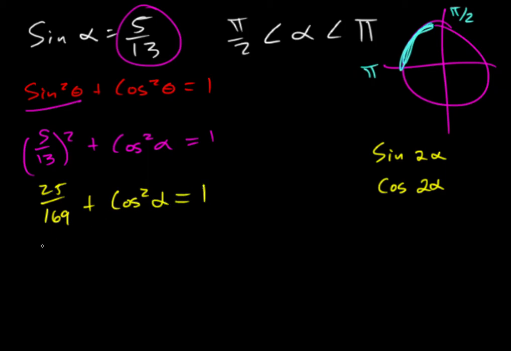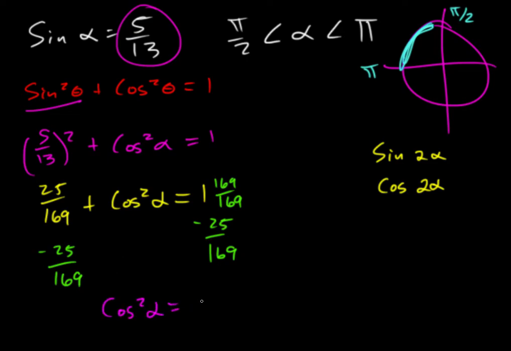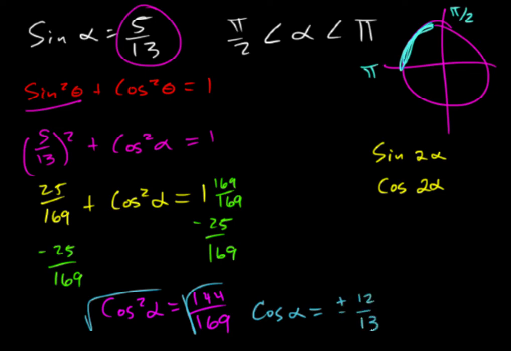And then we want to solve for cosine. So we're going to move this onto this side. Then I'm going to think of the 1 as 169 over 169. And if we do that, we end up with 144 over 169. Okay, now we're going to square root both sides, and we get cosine of alpha is equal to plus or minus 12 over 13. But since we're in the second quadrant and cosine is an x value, the x values are negative, so we just have negative 12 over 13.